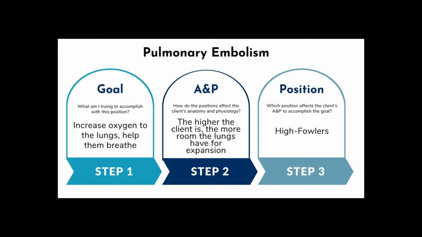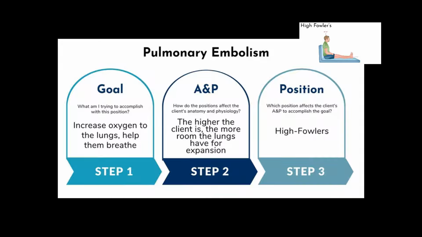And when the lungs have the ability to expand more, there is increased oxygen to the lungs, thereby helping to have more oxygen in circulation. Now the question is, which position affects the client's anatomy and physiology to accomplish this goal? What is the goal? Increase oxygen to the lungs. Of course, it's high Fowler's position, because in high Fowler's position the patient is sitting upright at angle 90. When the patient sits upright at angle 90, it promotes expansion of the lungs and more oxygen to the lungs. So that is for pulmonary embolism.